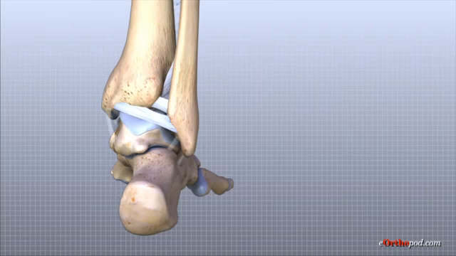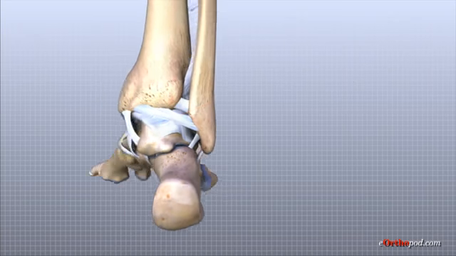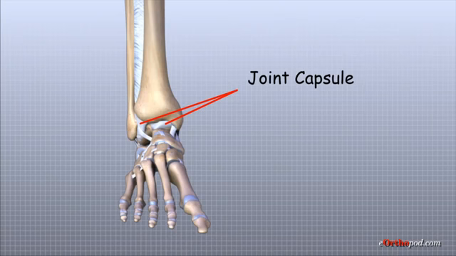The ligaments that surround the ankle joint help form part of the joint capsule. The joint capsule is a watertight sac that forms around all joints. It is made up of the ligaments around the joint and the soft tissues between the ligaments that fill in the gaps and form the sac.